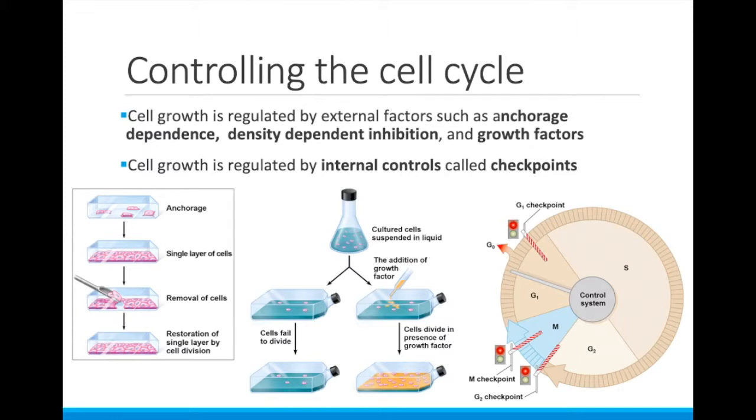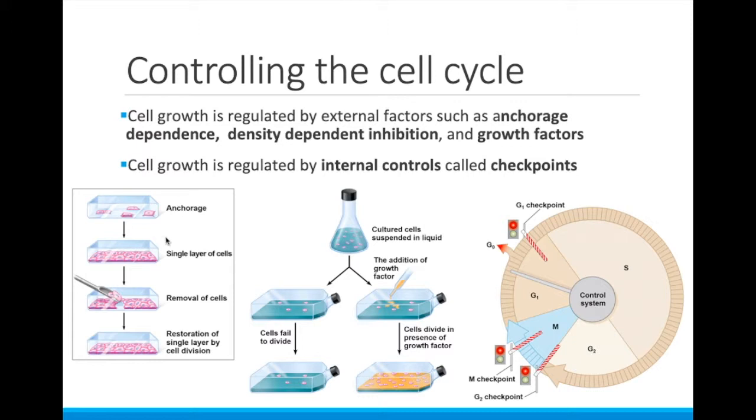But we don't want all of our cells to be dividing all of the time. If you think about the different parts of your body, things like your hair and nails and your stomach lining are constantly dividing. But cells like your heart cells and your neurons in your brain don't divide very much, and they usually stop once they reach adulthood. So we need to have mechanisms set up for controlling when cells are going to divide and when they are not. There are some that are called external factors. External factors are things such as anchorage dependence, density-dependent inhibition, and growth factors.